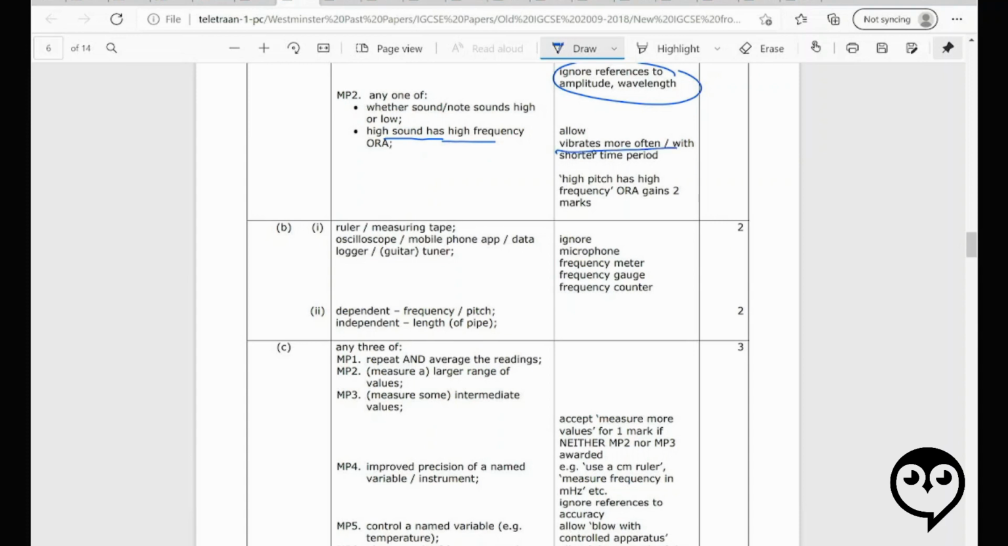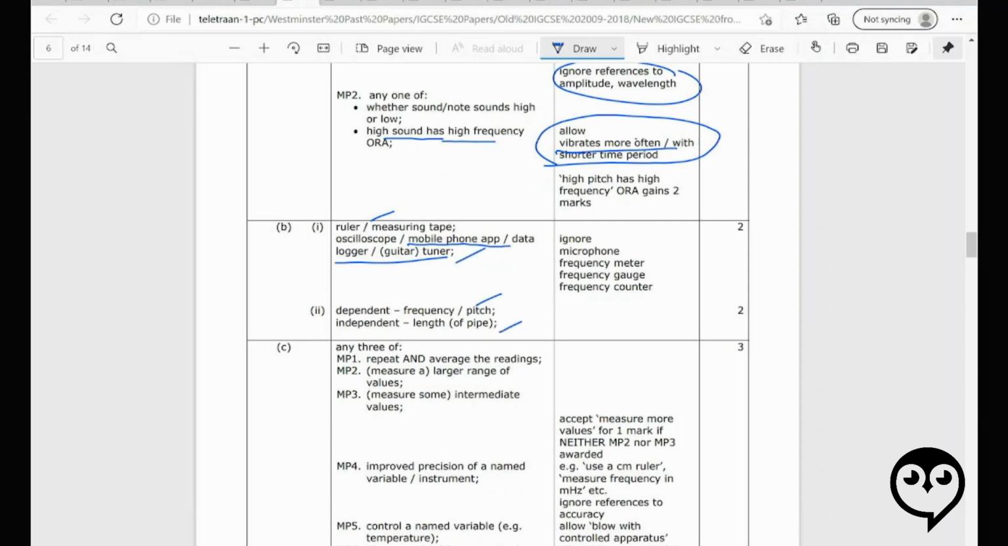It vibrates more often in a shorter amount of time. Oh, okay, so you could say the higher the frequency, the more vibrations. Okay, that's fine. We said a ruler. Okay, yeah, there we go. Oh, mobile phone app. There, it's updated, 2016 already. Okay, yeah, and you can do a guitar tuner or something like that. That's fine. Okay, good. There we go.